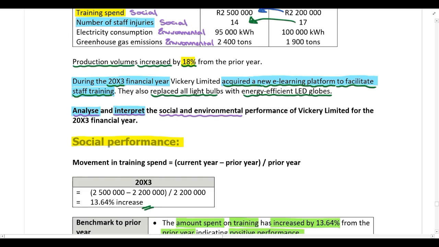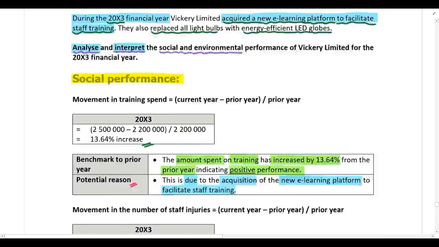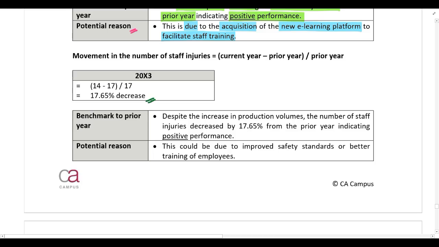So the company's producing more units in the current year. And even though they are producing more units in the current year, they still managed to reduce the number of staff injuries. So that obviously indicates positive performance. So despite the increase in production volumes, the number of staff injuries decreased by 17.65% from the prior year, indicating positive performance.